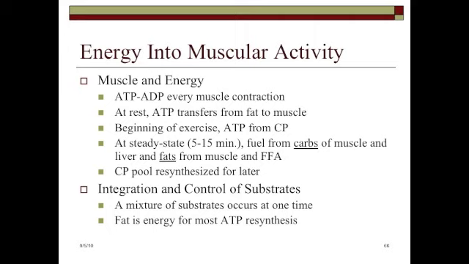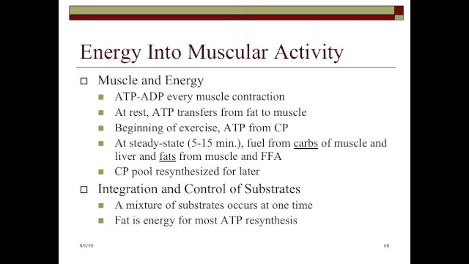Energy into muscular activity. In each cell, energy is used by the removal of a phosphate, remember, from ATP to ADP, every time the muscle contracts. At rest, ATP transfers from fat to muscle. When beginning exercise, ATP is generated from CP, remember that's creatine phosphate.